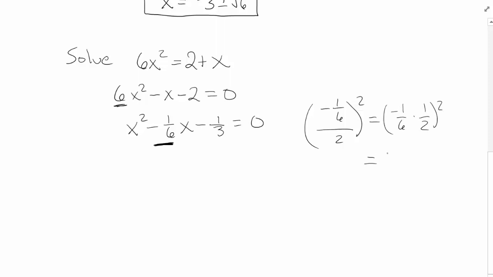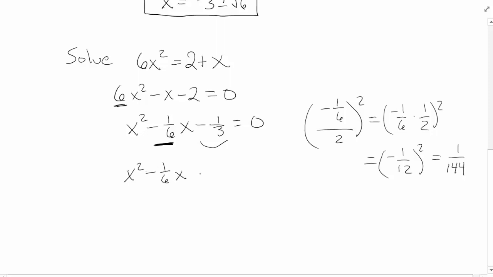So this is going to give me negative 1/12 quantity squared. That should be a positive, and 12 squared is 144. So 1 over 144 is my magic number. You can see that negative 1/3 is not 1 over 144, so I'm going to move the 1/3 to the other side, so I'll add 1/3 to both sides, and then I'm going to add 1 over 144 to both sides of this equation. So x squared minus 1/6 x plus 1 over 144 is equal to 1/3 plus 1 over 144.